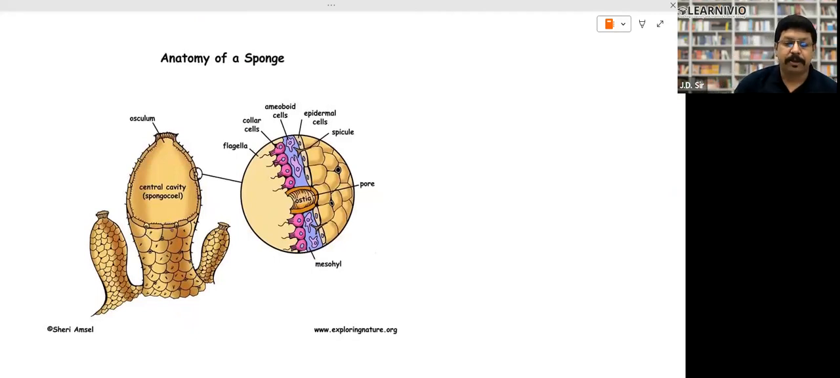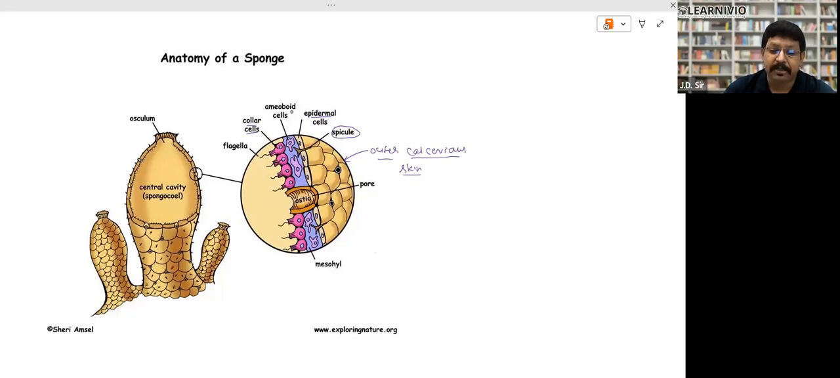The outer skin of the sponges is calcareous. Calcareous means it is made up of calcium carbonate. Calcium carbonate is deposited, and the outer skin has some spines, right? So there are spicules. You can see there are some spicules. So the outer layer is epidermis, and the inner layer is made up of collar cells, right? Collar cells have flagella. So there are two layers, epidermis and collar cells.